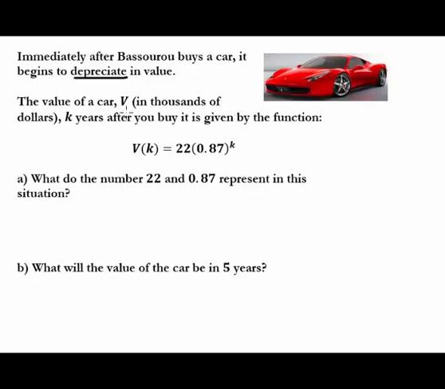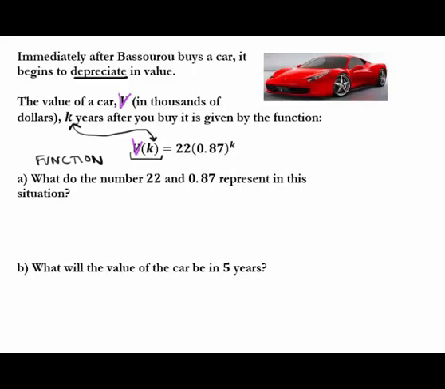So the value of the car, V, in thousands of dollars, k years after you buy it is given by the following function. V of k, so this is function notation. This is the function that says you tell me what the input is, how many years it is since you bought the car, and I'm going to tell you what the value of the car is in thousands of dollars. And here's our equation: 22 times 0.87 to the k power.